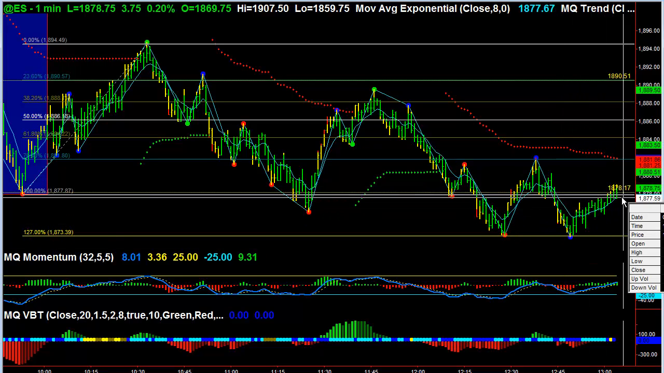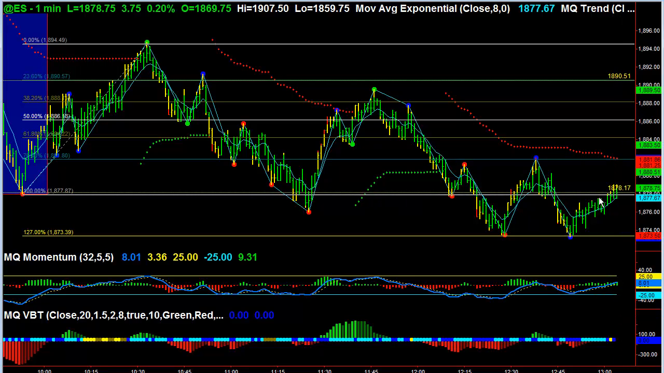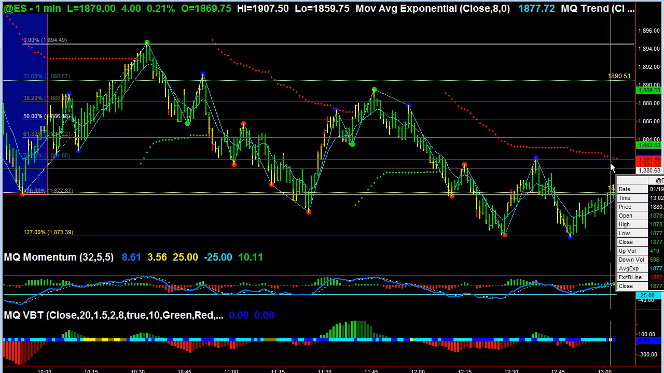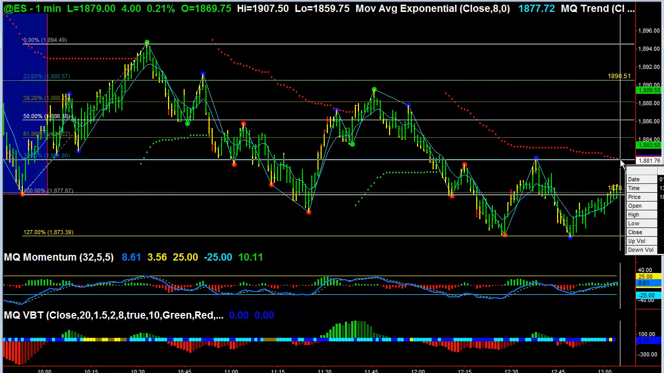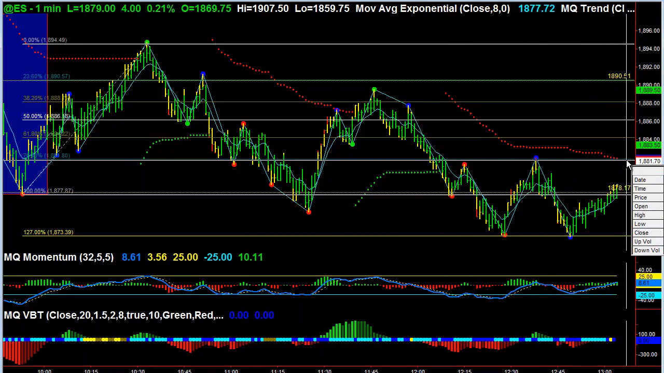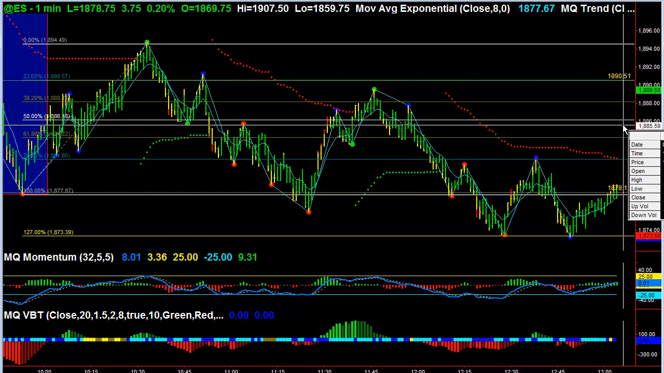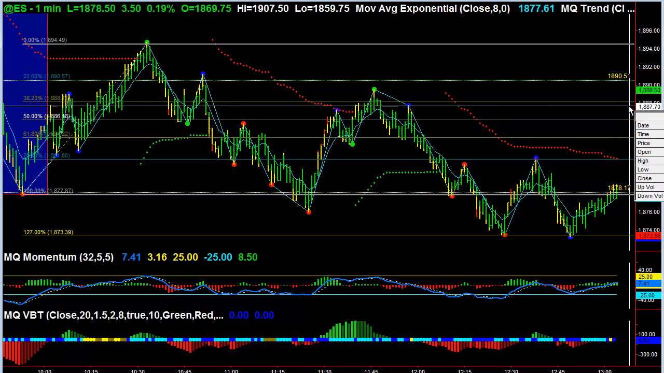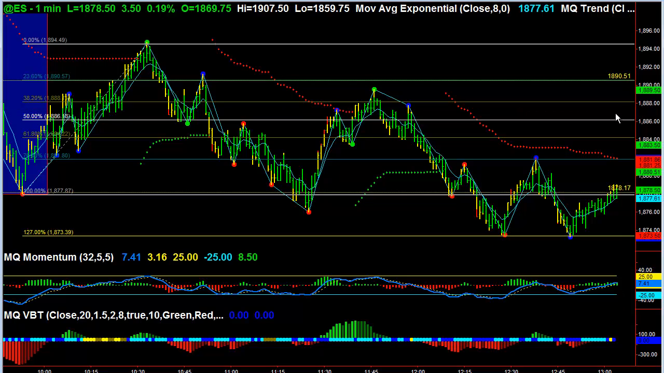And here we go. We're breaking up. We're back through the low of the opening range. The next target is to break the neckline right here. Here's one high. Here's second high. Here's the third high. Our target is in the middle of the opening range, right around 1888. That is the next target on that move.